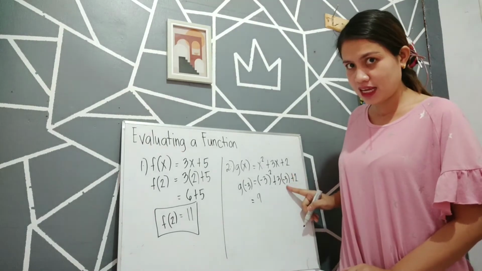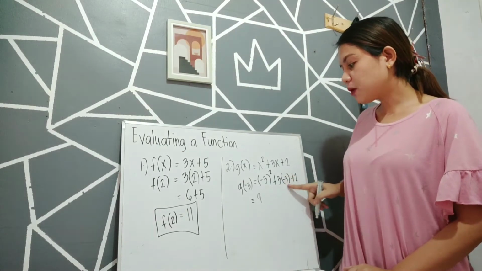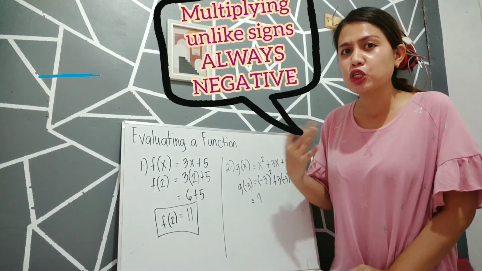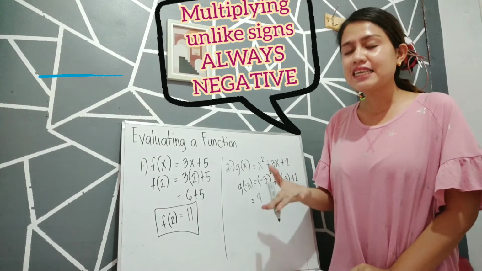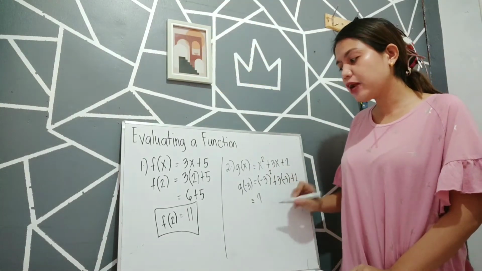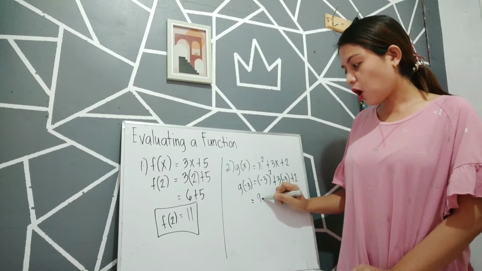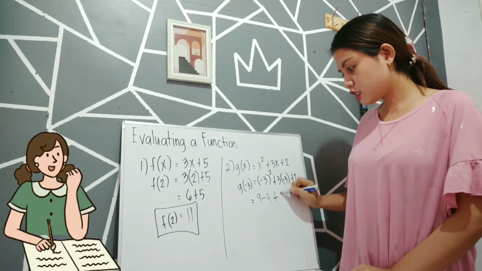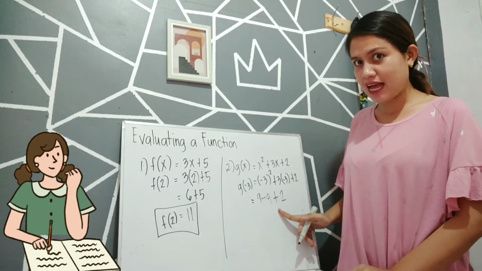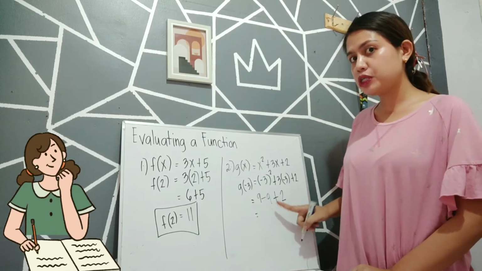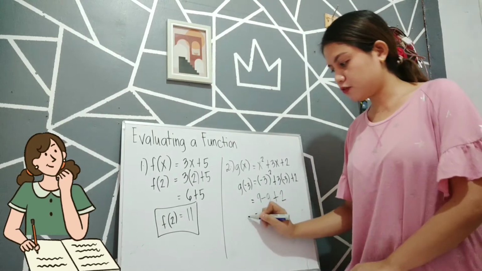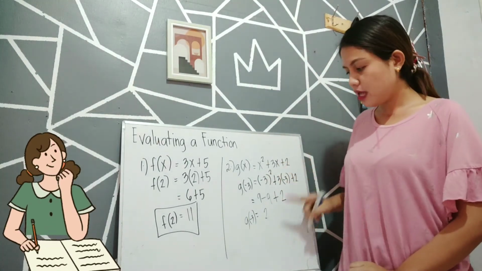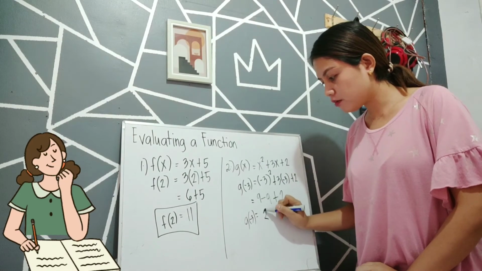3 times negative 3. Okay. Remember that we are multiplying unlike signs. If you multiply unlike signs, what is the resulting sign? Yes, it is negative. So instead of writing plus here, your new operation is minus 3 times 3, that is 9, plus 2. 9 minus 9 is equal to 0. 0 plus 2 is positive 2. So g of negative 3 of x squared plus 3x plus 2 is equal to positive 2.